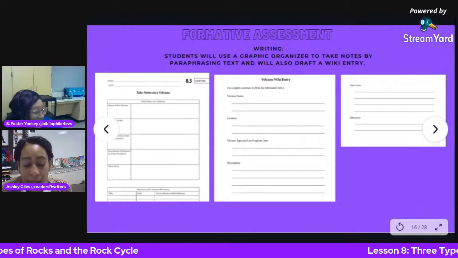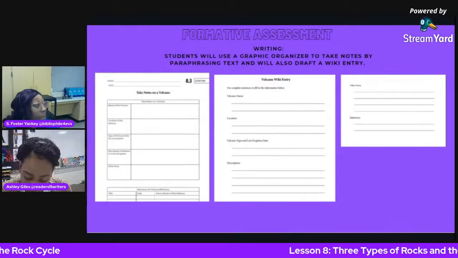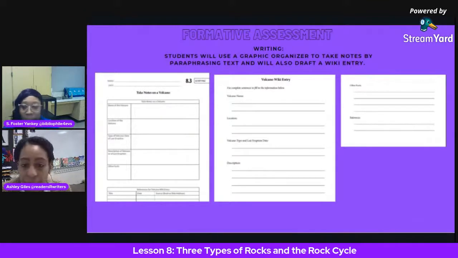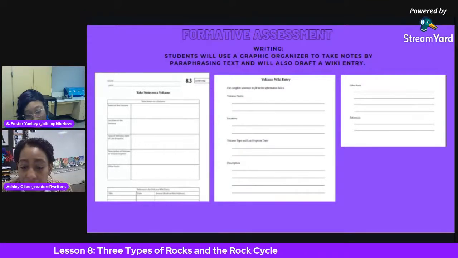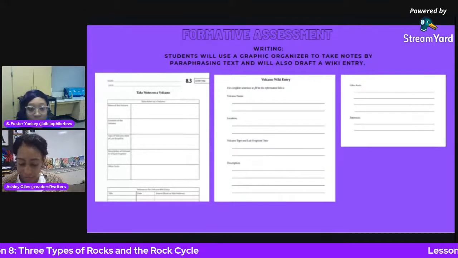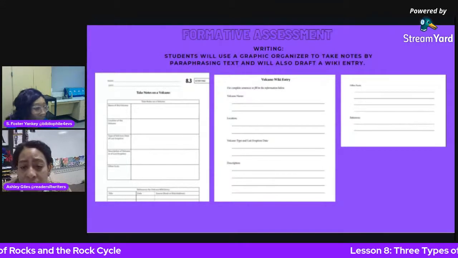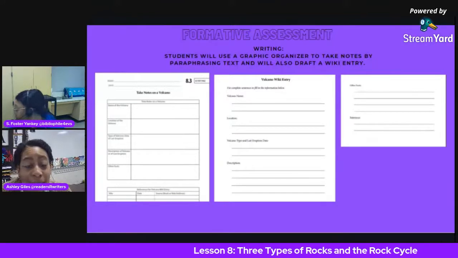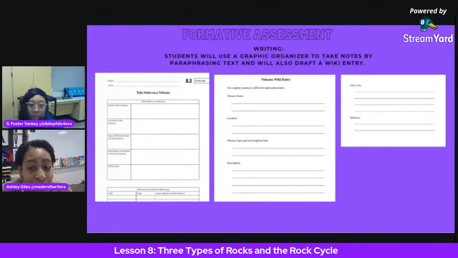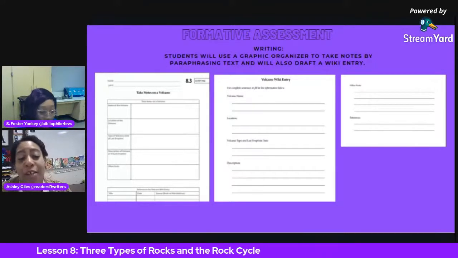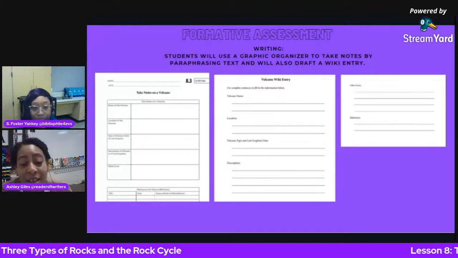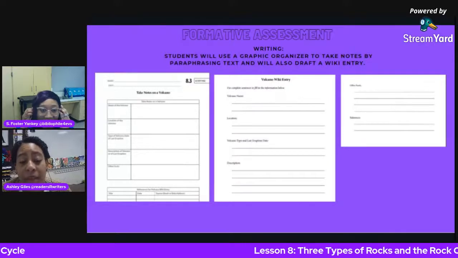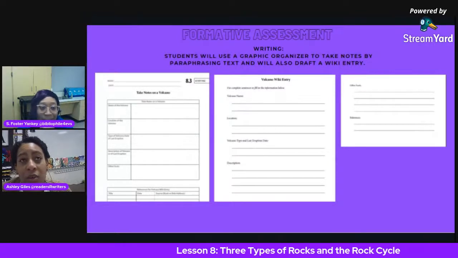Right, writing. Okay, so lesson 8 for writing. Oh, we're on 7. No, we're on 8. You're right, we're on 8. Okay. So lesson 8 for writing, students will use a graphic organizer to take notes by paraphrasing text and will also draft a wiki entry. So that kind of answers our question from last time. So lesson 7, that's why I thought we were still on 7, because I was looking back through my notes, right? Looks the same, yeah.